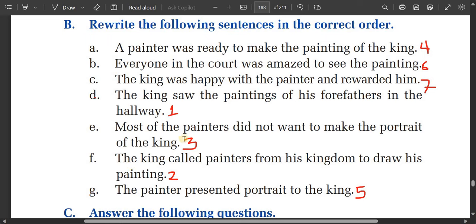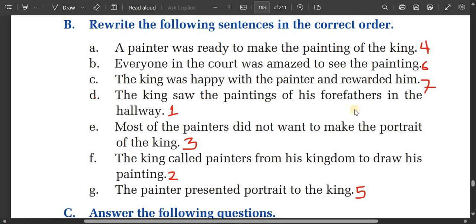Two. Now three, most of the painters didn't want to make the portrait of the king. Three. Fourth, a painter was ready to make the painting of the king. Then fifth, you can write here, the painter presented a portrait to the king. Now six. Everyone in the court was amazed to see the painting. And last one is, the king was happy with the painter and rewarded him. So this is all about rearranging.